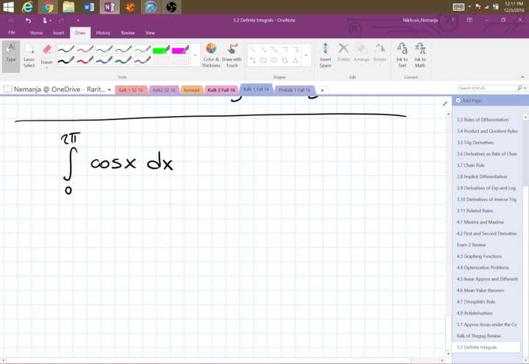So what do you all have? 0. Is area under the cosine graph 0? The answer is hell no, right? We know it's not because you can actually color it, right? If you can color it, it means it has area.